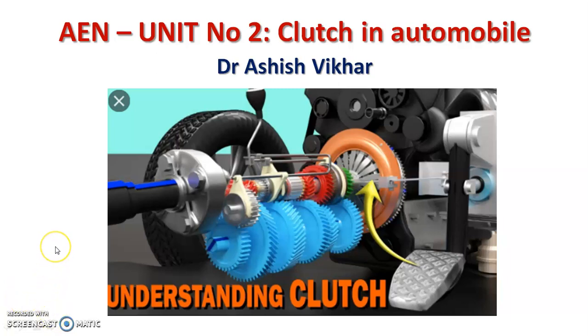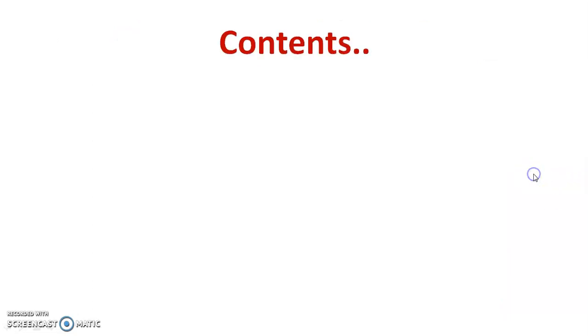Hello students, in this lecture of automobile engineering, we will study about clutch in automobile. What is clutch? This is a part of unit number 2 and we will try to understand the clutch. So in this picture, you will see the location of the clutch. Here you will see this is nothing but the clutch which is operated by the pedal. So let us see what are the contents of this unit number 2.